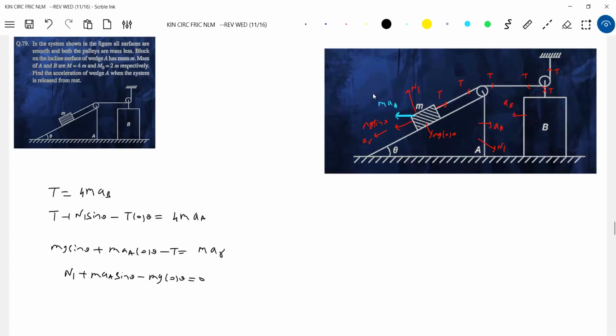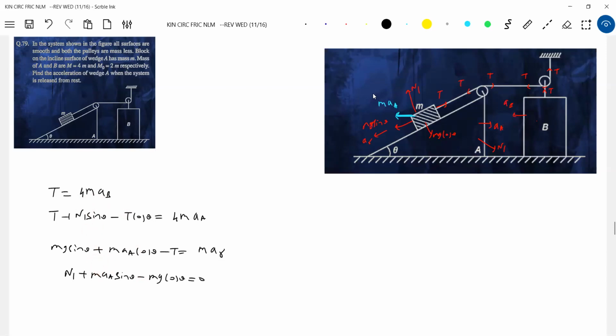component of pseudo force. What is this one? Its component will be MA sine theta. Its other component will act along the incline, MA cos theta. And AR is the acceleration of the block relative to this one. How many unknowns are there? T, N1, AB, AA, AR. I think we have 5 unknowns and 4 equations.